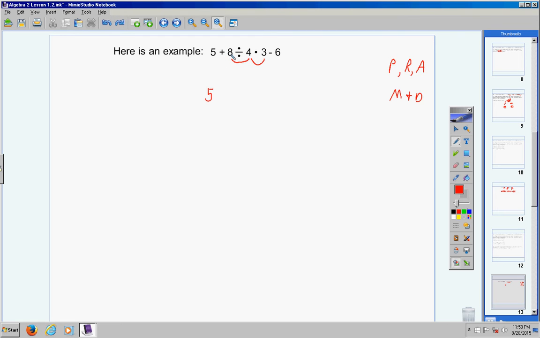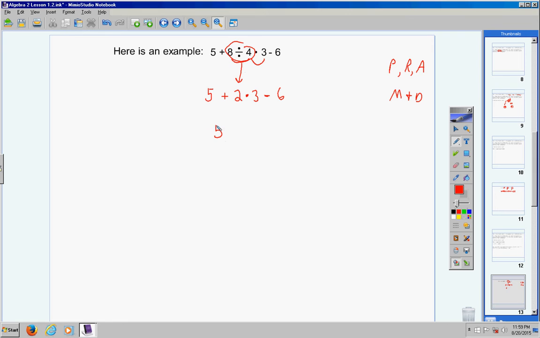See this 8, it's positive. See this 4, it's positive. So I have a positive 8 divided by a positive 4. That gives me a positive 2. Then bring down your dot, bring down your 3, bring down your negative 6. I did my division first, I got this. Next we'll do the multiplication.